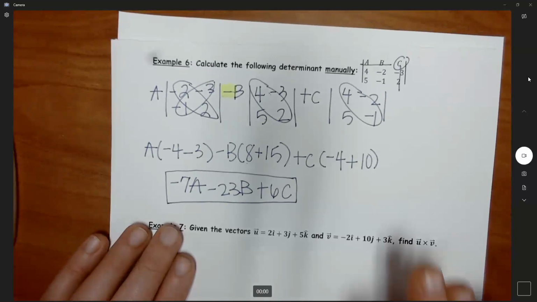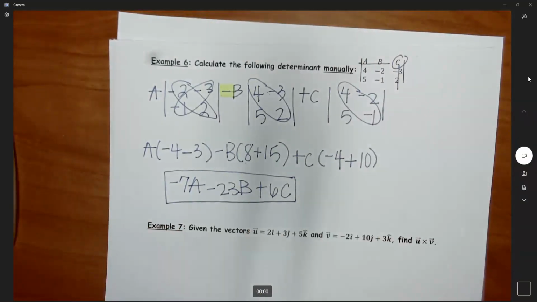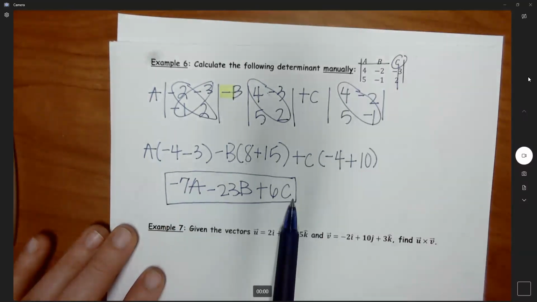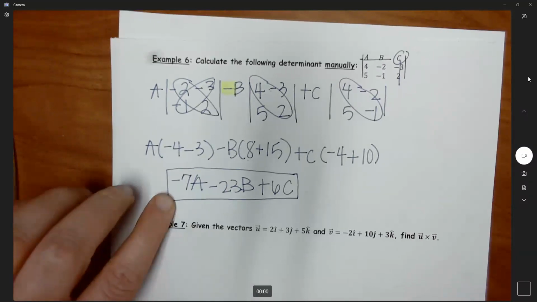So in the past, when I had all numbers here, my determinant was a one-number answer. Well, if I have variables here, I'm going to have variables in my answer unless they end up canceling out. Okay, so this is my final answer.